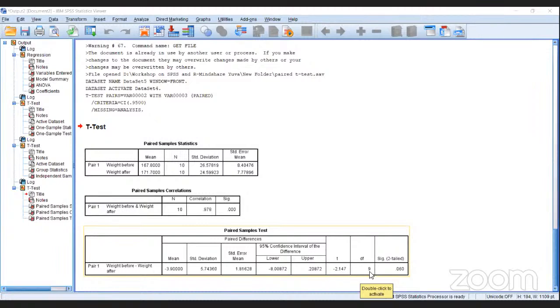Degrees of freedom, 10 minus 1 is 9, and see here what is the significance level. 0.06. So whether we reject or accept this hypothesis. Anyone? We are going to accept this hypothesis. Yes, very good.